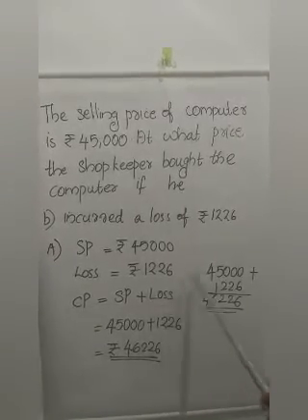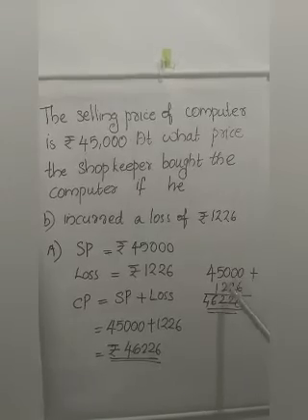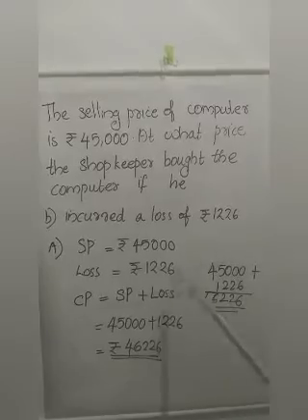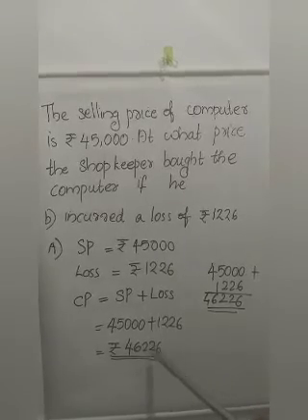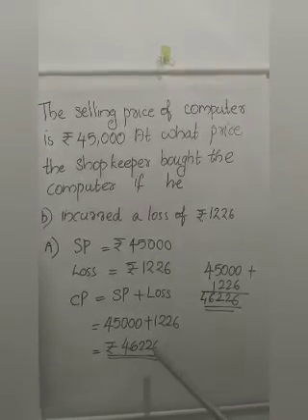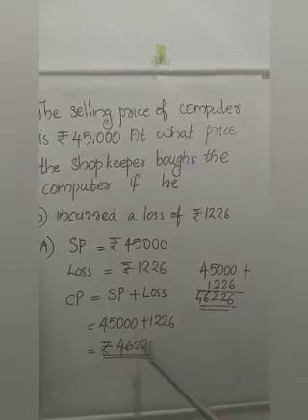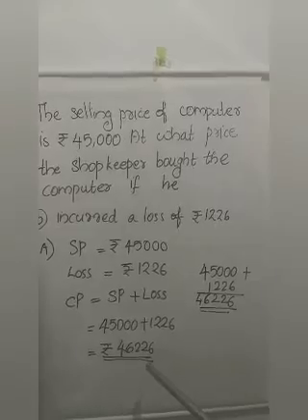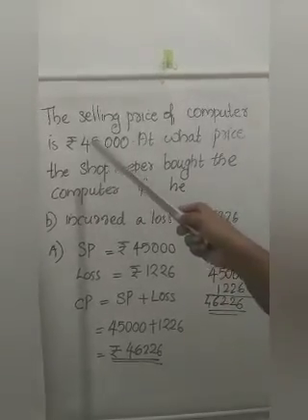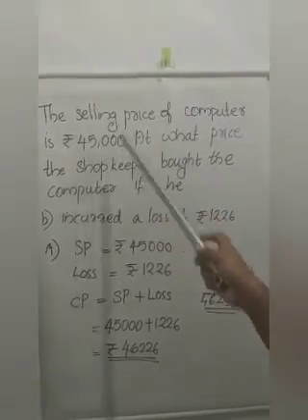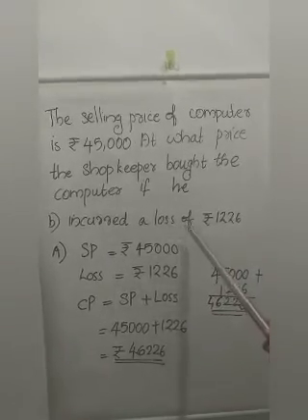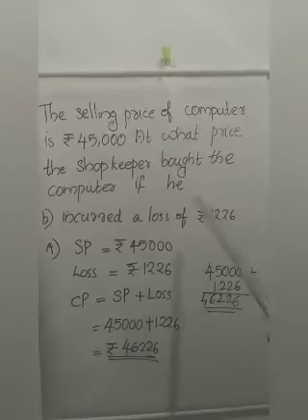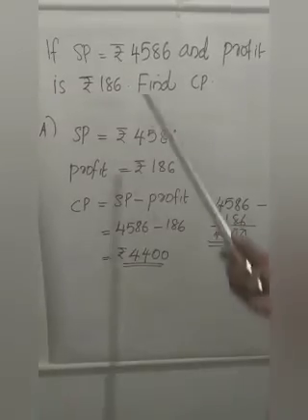What is the cost price? SP plus loss. So adding, what are you getting? 45,000 plus 1,226. You are getting rupees 46,226. So he bought the computer for rupees 46,226 and he sold it at a rate of rupees 45,000. Thereby he got a loss of rupees 1,226.